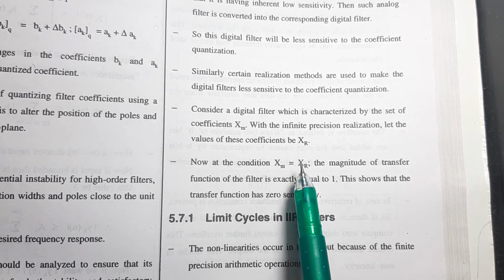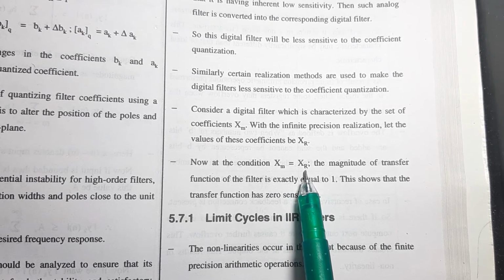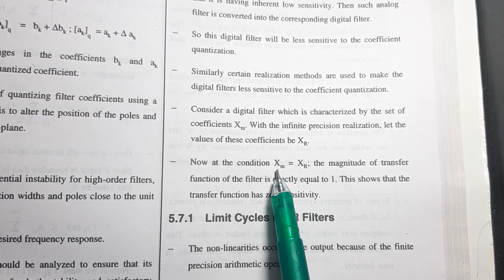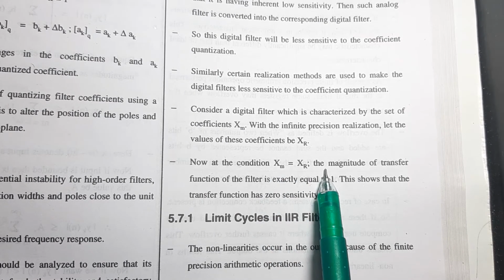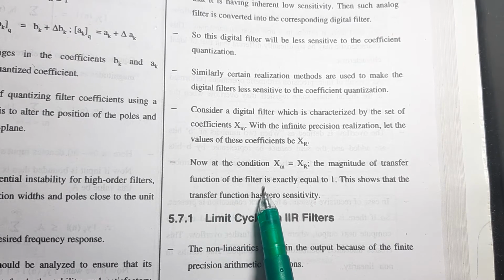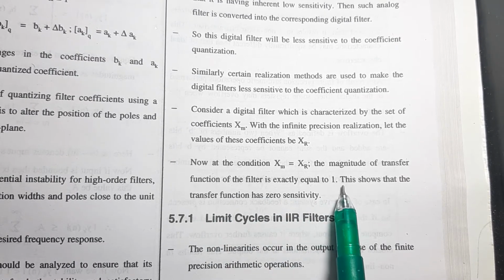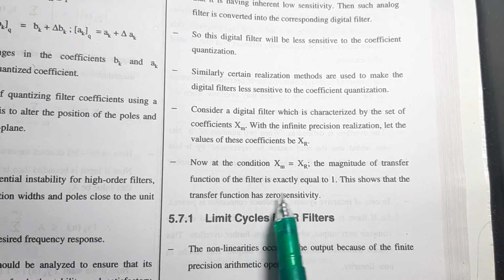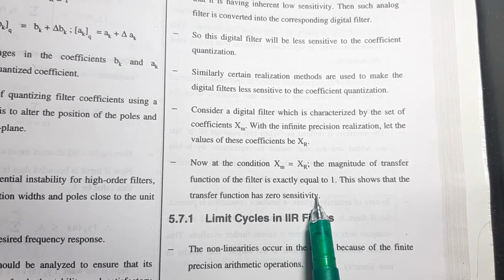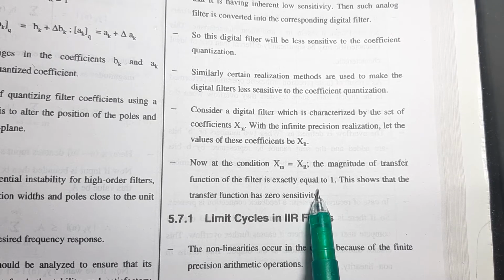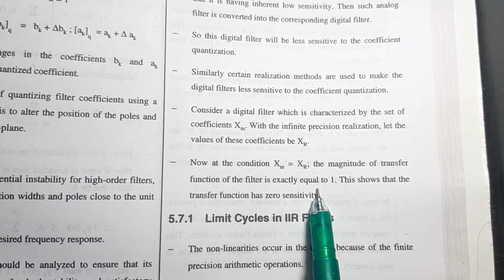So now, on the condition that your x of m, that is your set of coefficients, and the coefficients obtained from the infinite precision realization are both equal, the magnitude of the transfer function of the filter is exactly equal to 1. Now, this shows that the transfer function has zero sensitivity. One of the most important points while designing your filters is that they should have low sensitivity to quantization errors. If it has a higher sensitivity, that means the filter is not good enough to handle quantization errors.